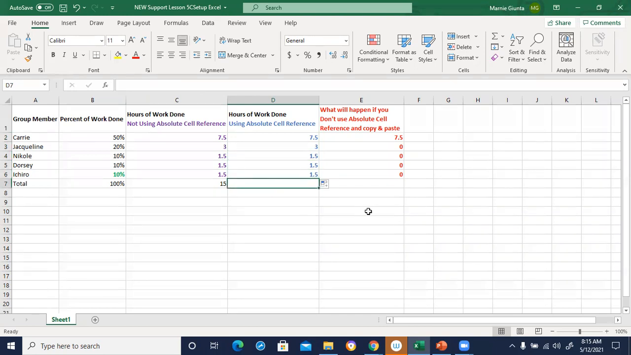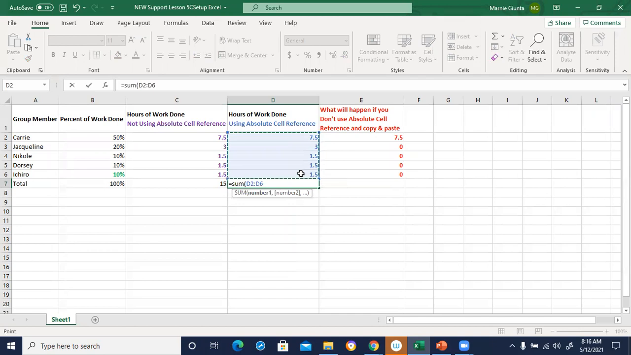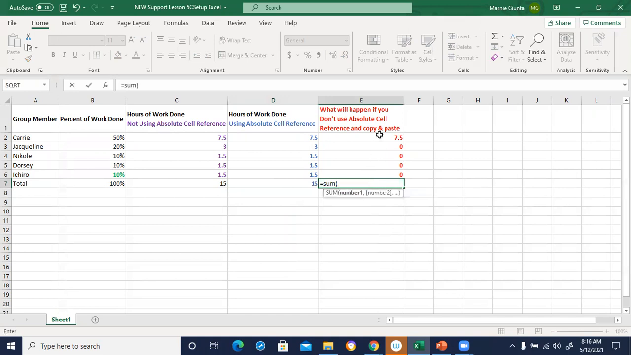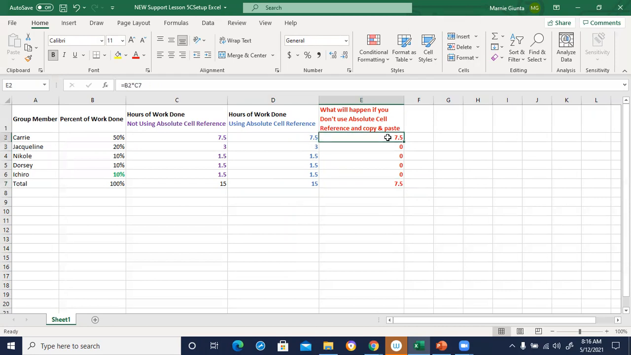And then to check your work, again, the sum better add up to 15. And it does. Where here, your sum, when I did not do the absolute cell reference, only added up to 7.5. That was because when I referred to cell C7, I didn't make it an absolute cell reference by putting the $ sign before the C and the $ sign before the 7. In Excel, if it doesn't see any absolute reference, it's just going to increase when I go to the next row. And that's not what we wanted in this formula.